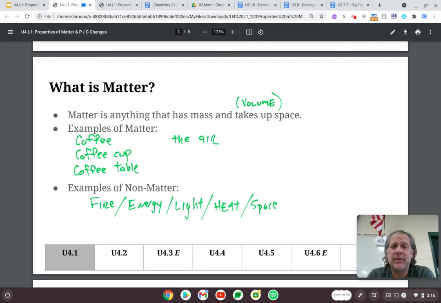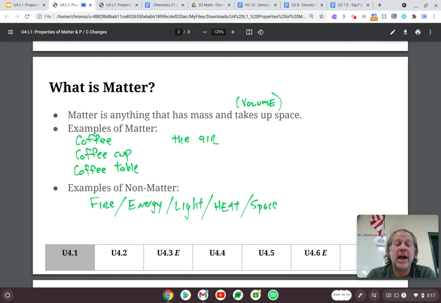Matter is simply defined as anything that has mass and takes up space. You may have also heard the definition as anything that has mass and volume, which mean the same thing. Examples of matter are coffee, that's a liquid or a solution. Coffee cup, which is solid. Coffee table, also a solid. The air around us, that's a gas.